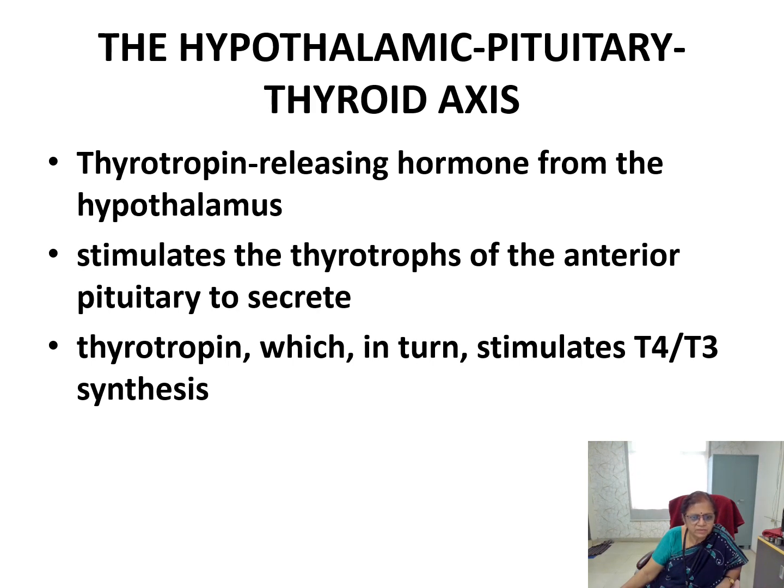Thyrotropin releasing hormone acts on thyrotropes to produce TSH. TSH will act on the thyroid gland follicular cells because they have the receptors for TSH. So they will stimulate all the steps of synthesis which were shown in the previous slide, and they stimulate T3, T4 synthesis. Okay.